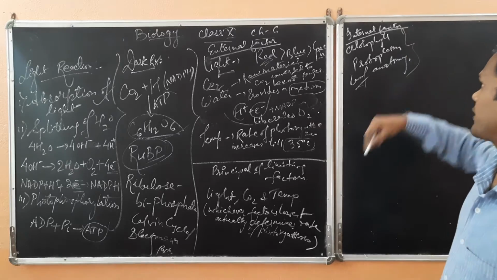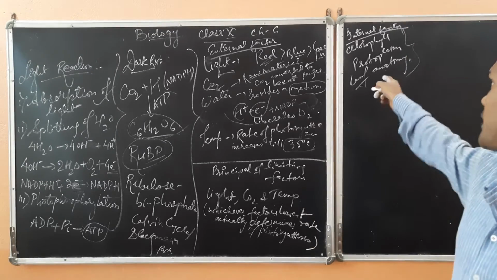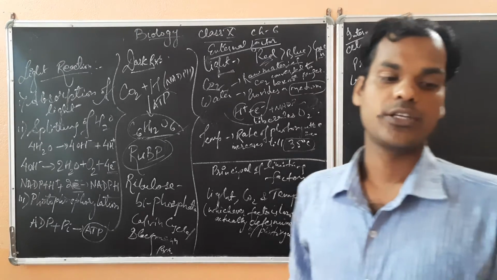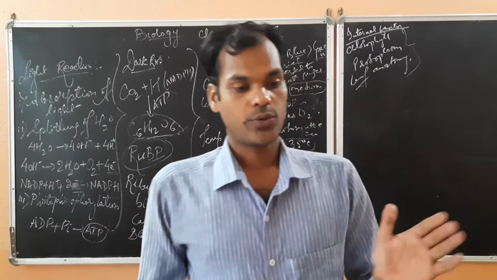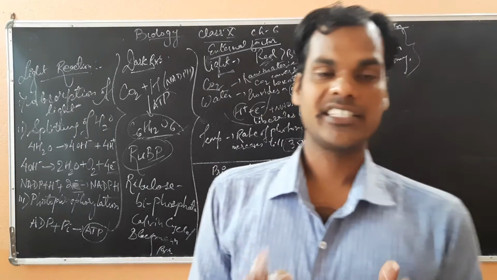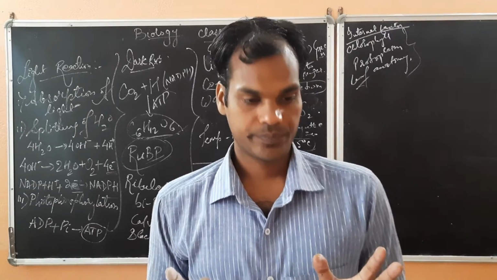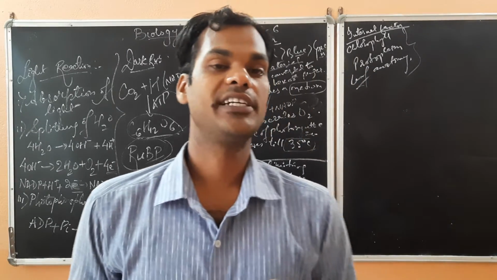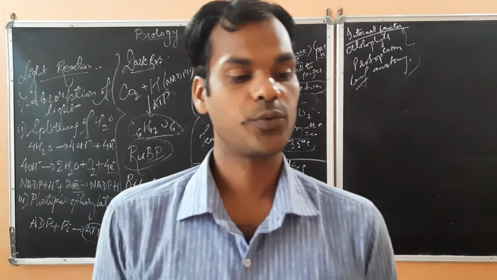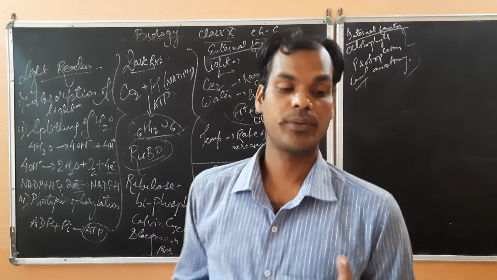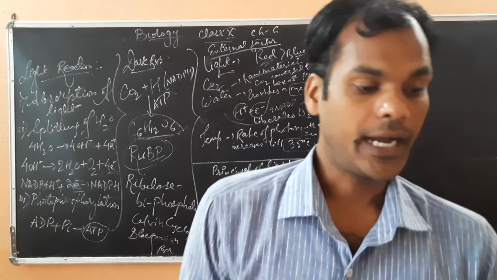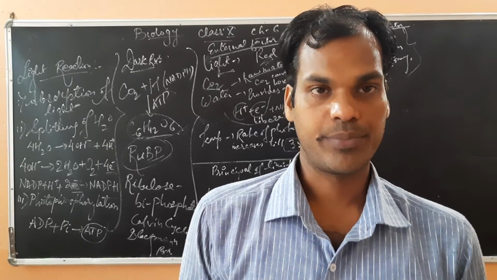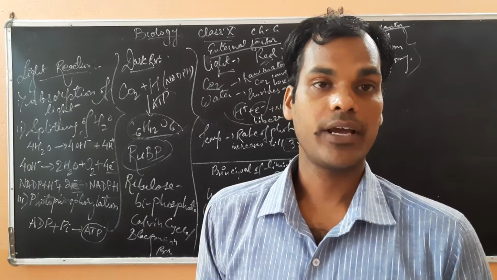Now we have some internal factors also: chlorophyll, protoplasm and the leaf anatomy. In case of chlorophyll, it is the most important pigment, because it is the only one absorbing the light energy which is utilized for the formation of ATP and the reduction of NADP.